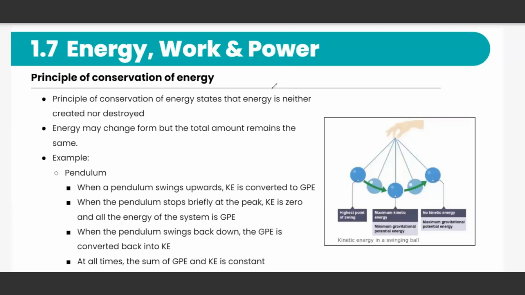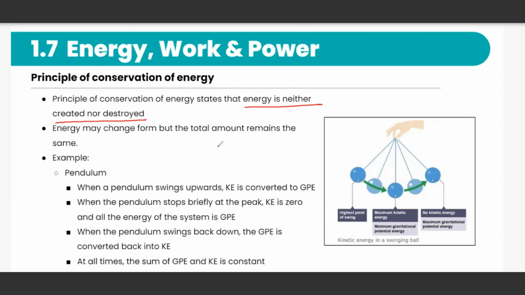The principle of conservation of energy is the universal law that governs energy transfer. It states that energy is neither created nor destroyed. It can only be transferred. Now, energy can change from one form to another, but the total amount of energy in the universe is always equal. No new energy is created and no old energy is destroyed. Total sum of energy remains constant.